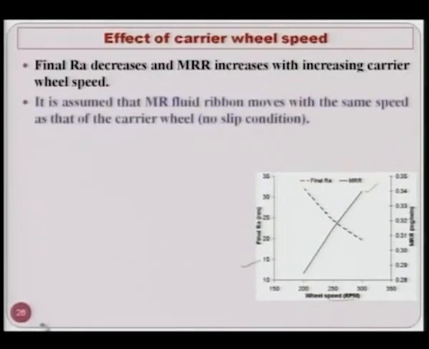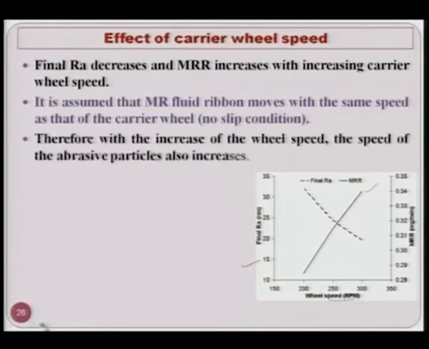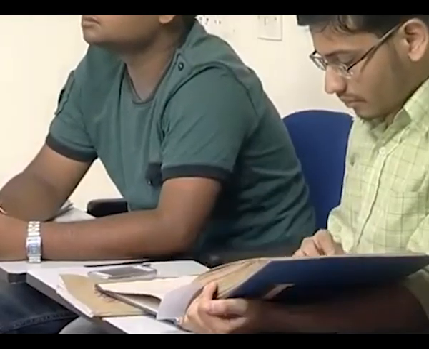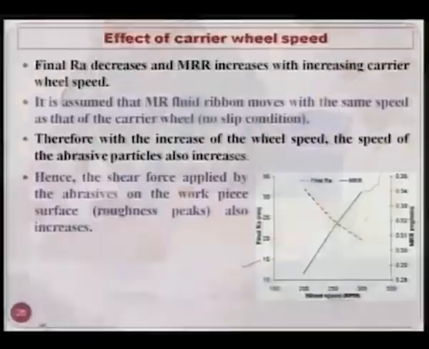It is assumed that the MR fluid ribbon moves with the same speed as that of the carrier wheel, that is, no slip condition between the ribbon and the carrier wheel. Therefore, with increase of the wheel speed, the speed of the abrasive particles also increases, because abrasive particles are part of the ribbon, and once the ribbon is rotating with the same speed as the carrier wheel, it means that abrasive particles are also rotating with the same speed as the ribbon. Hence, the shear force applied by the abrasives on the workpiece surface also increases.